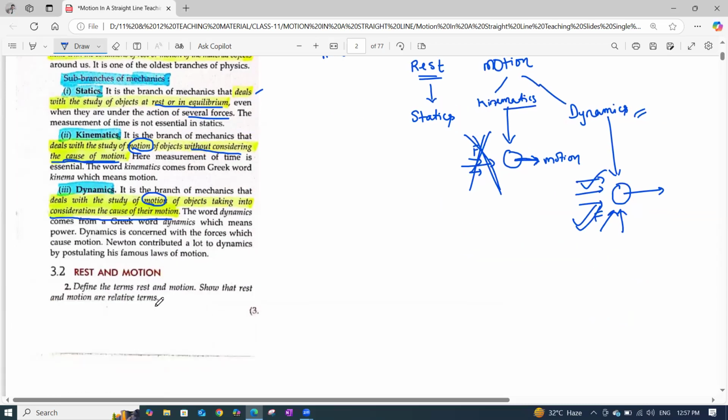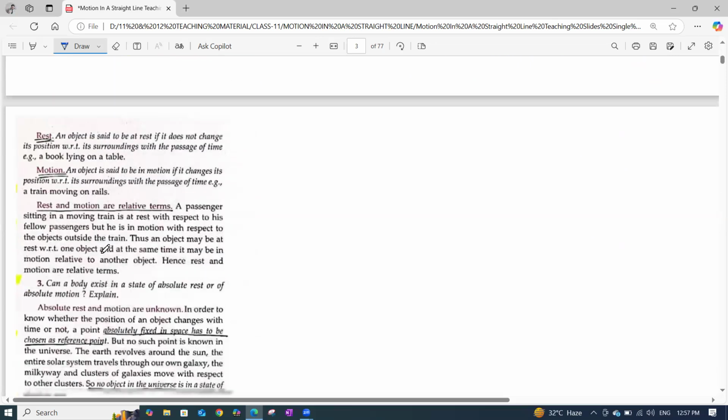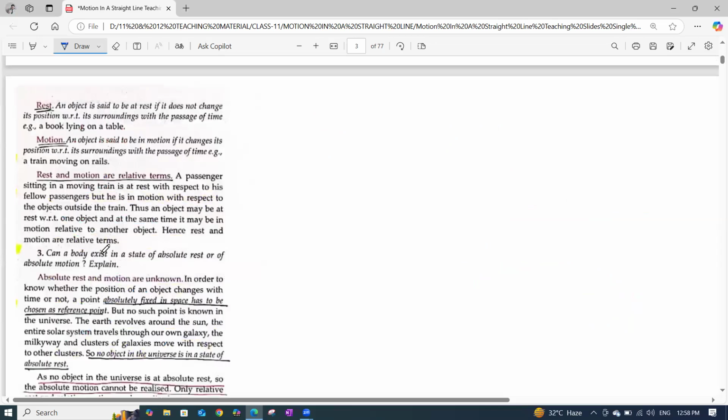So after that, next topic is rest. What is meant by rest? At the same time, motion. Whenever you want to study, if you want, you can pause this video and write the definition and then go ahead. Then rest. What is meant by rest?